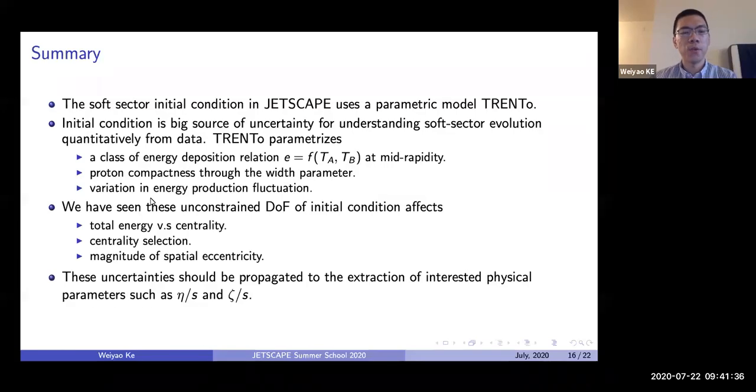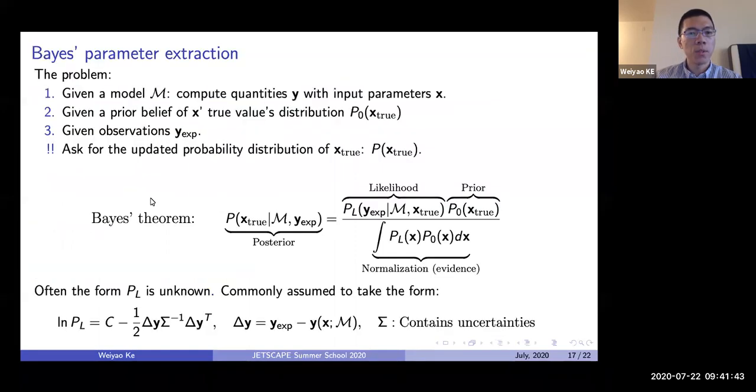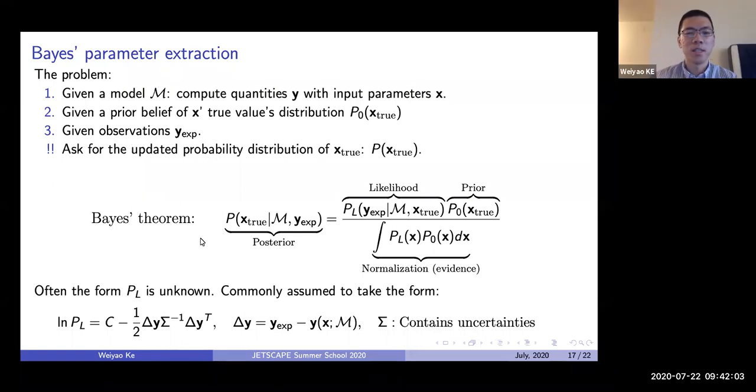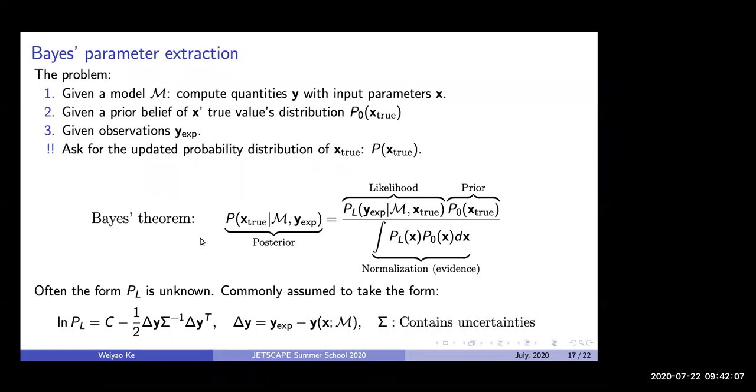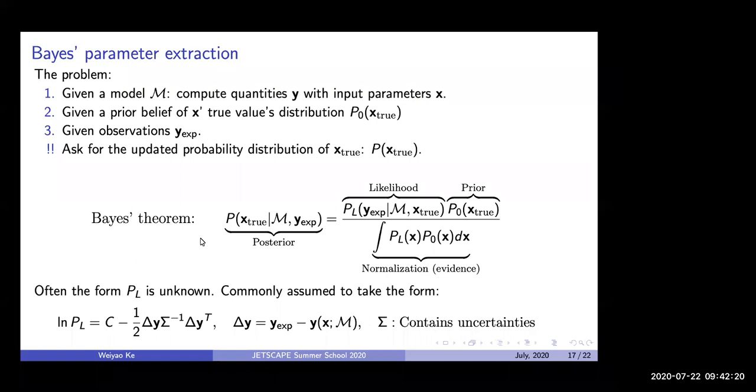My plan is: we will do a few serious slides on Bayesian extraction, and maybe we can take a few minutes break before we go into the hands-on session. Is that okay? Yes, okay. Let's do a 5 minute break. Okay, I mean a 5 minute break after this. So we resume at 9:47. After these initial slides, we will resume. So we are not going to break now. Not now. Okay. Break after Weiyao is done with the remainder of the slides. Okay.